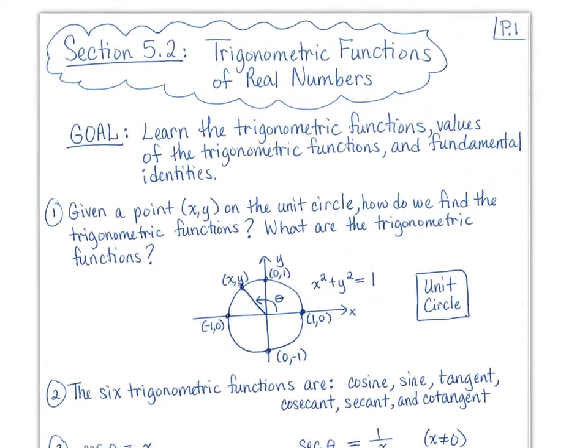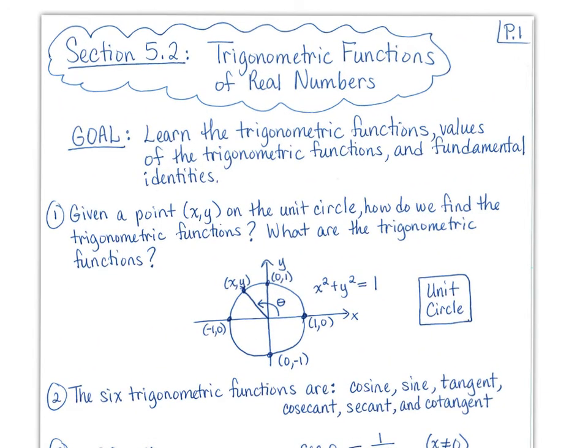All right, so section 5.2 talks about trigonometric functions of real numbers. In this section, what we want to do is learn the actual trigonometric functions, learn the values of the trigonometric functions, and the fundamental identities that will help us evaluate certain cosine, sine, secant, cosecant, tangent, and cotangent values.